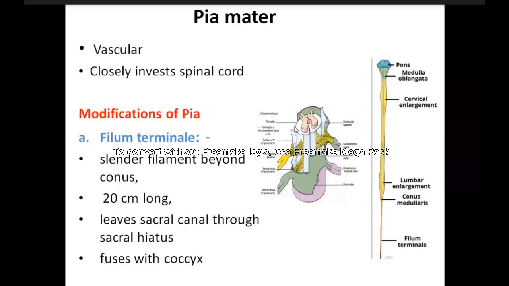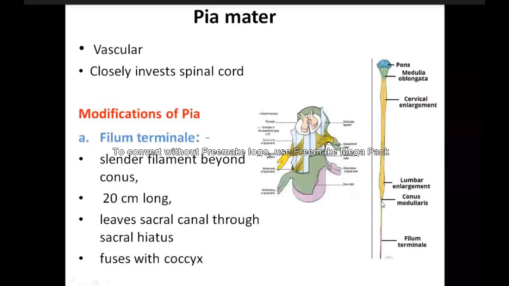The first one is the filum terminale. So what is the filum terminale? Here you can see the spinal cord ends at the conus, isn't it? So it ends here at the conus. Now you are seeing here there is a small filament-like structure which extends beyond the conus.